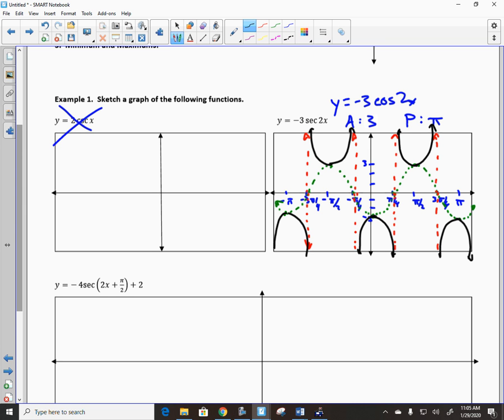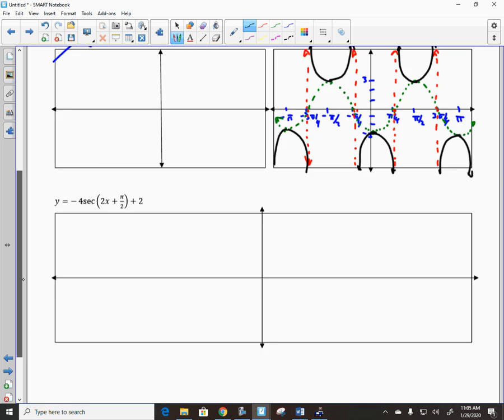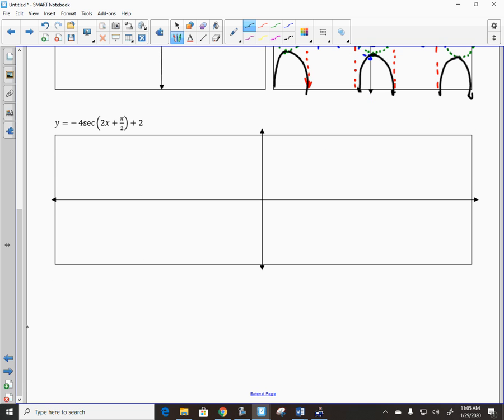We're going to have one more problem to do for our notes, and then you'll have the entire hour when you get back from lunch to do your assignment. The assignment is just front and back, and there are just 8 problems. Let's try the hardest problem that we've done thus far. Negative secant of 2x plus pi over 2 plus 2.